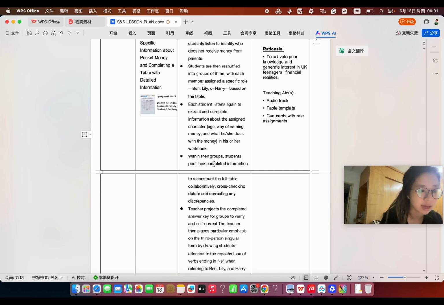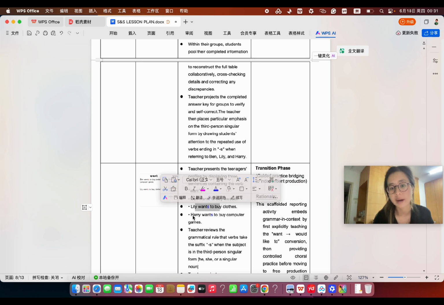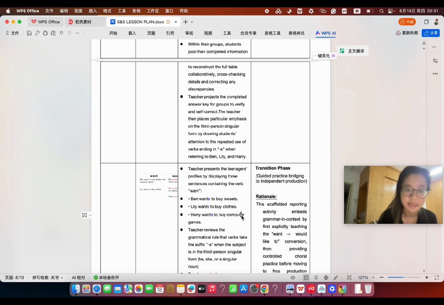After checking the answers, the teacher deliberately represents the teenagers' profiles by displaying these sentences. Ben wants to buy sweets, Lily wants to buy clothes, Harry wants to buy a computer. Here, students are reminded that when the subject is he, she, or third person, the verb requires a suffix s. So this review helps students notice the grammatical pattern that appears repeatedly in the listening text.